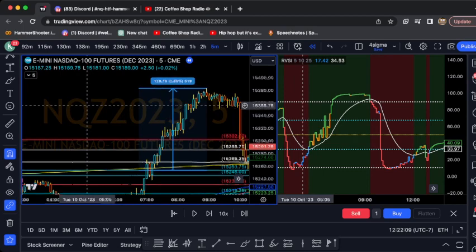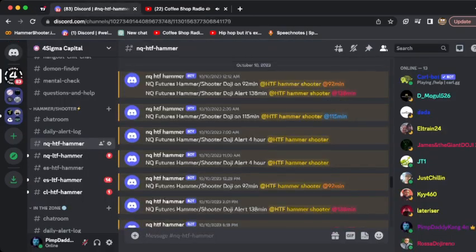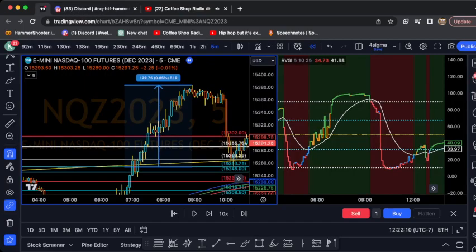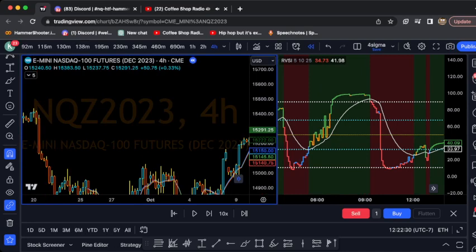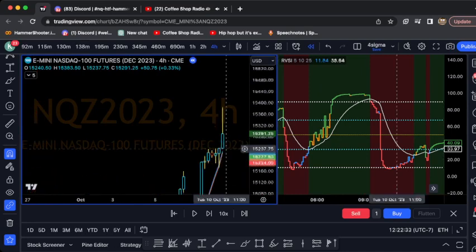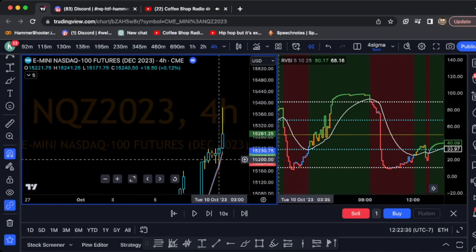So let's see if there's any dojis that same day. Okay, check this out. 90. You got your first alert at 7, and then at 11. What? Really? Let's go look. This is interesting. Maybe we read that wrong. Let's go look. Here's your... Oh, what?